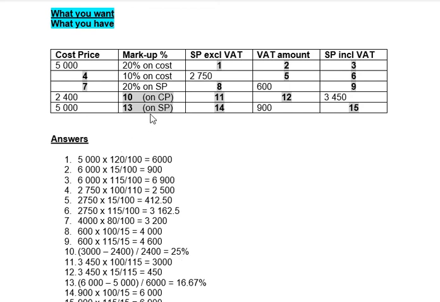Okay, last one. Now the markup is going to be on selling price. But again, I don't have the cost price and the selling price. So I need to get to the selling price first. But because I have the VAT amount, I have one of the three. I can use what you want over what you have to solve the rest.